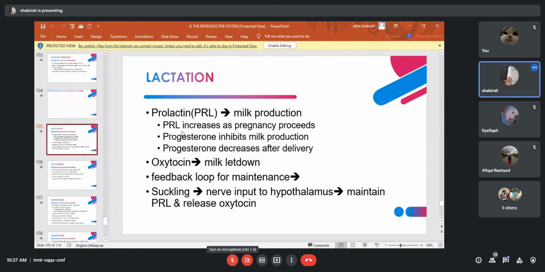And lactation ni the secretion of milk by the mammary glands, the action of suckling and infant. So ni milk production lah, prolactin milk production. PRL increases as pregnancy proceeds, estrogen inhibits milk production, progesterone decreases after delivery.